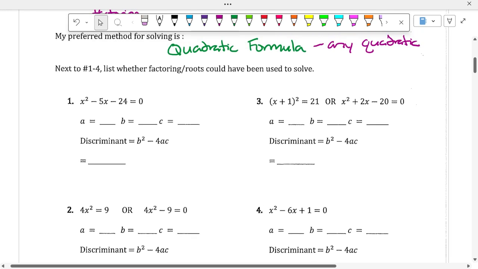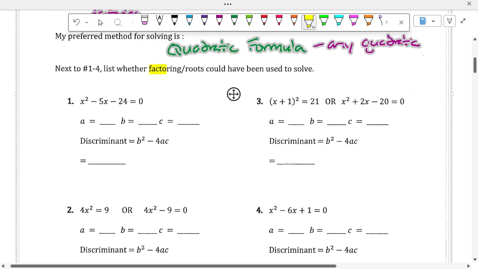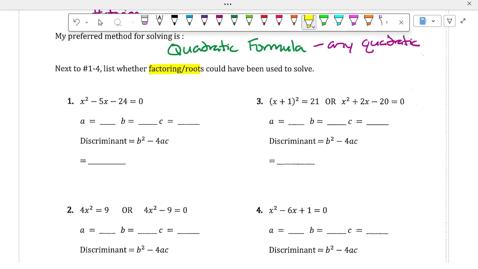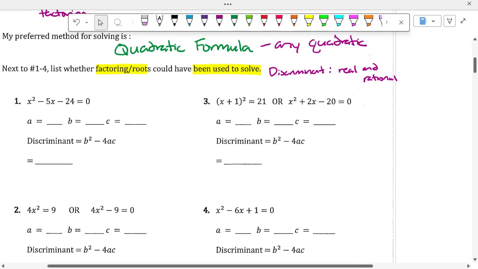So for these, we're going to list whether factoring or getting roots could be used to solve. And so remember, the way that you can do it is if you take the discriminant, if the discriminant is real and rational, that means we can factor.